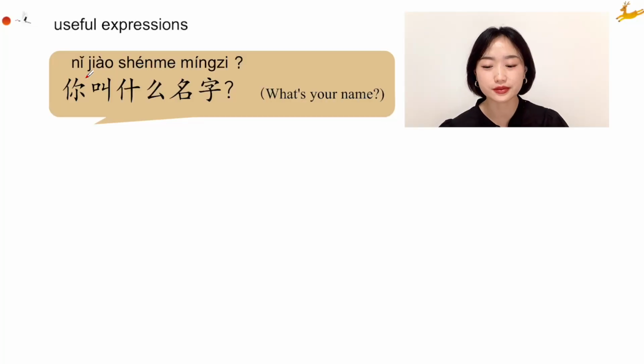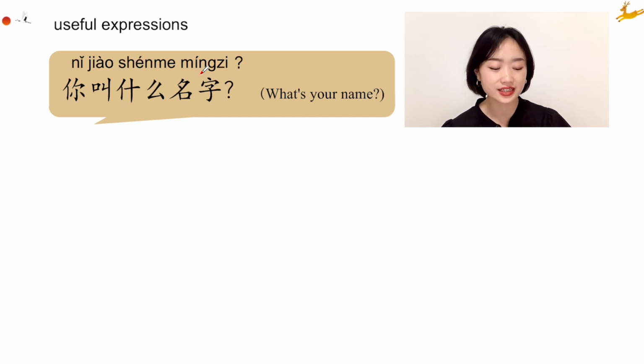Now, let's enter part 2, useful expressions of Chinese. Imagine if you meet a guy you want to know about. First thing you say hello, yes, and then how to ask his name. Listen and read after me. 你叫什么名字？ Again. 你叫什么名字？ Which means what's your name?